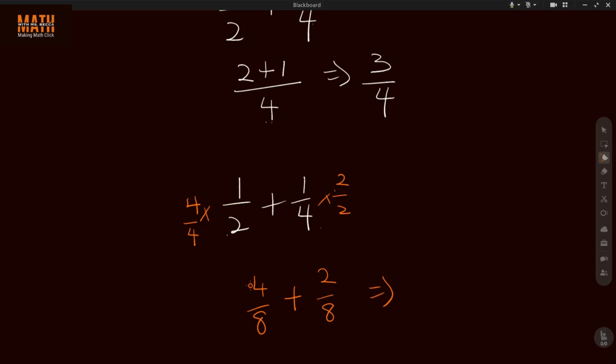And that way, since we have the same denominator now, we can just add the numerators, and this will give 6 over 8. Then you simplify. If you simplify this now, 2 will go in 6 three times, and 2 will go in 8 four times. You will still get 3 over 4.